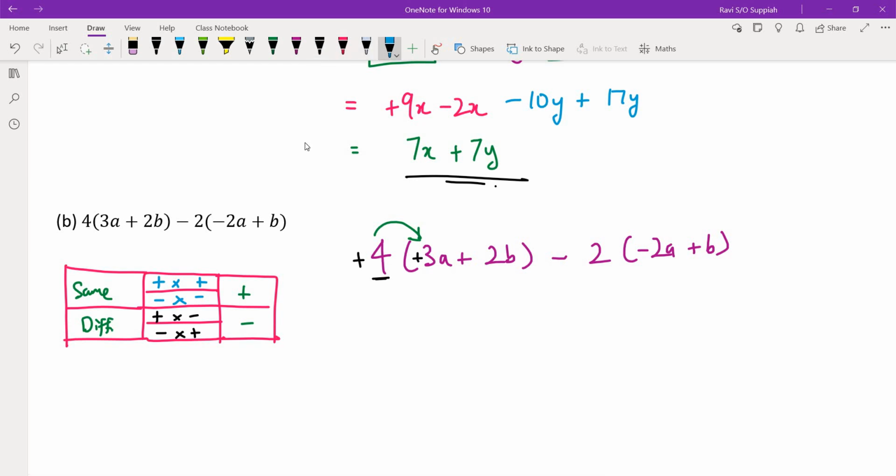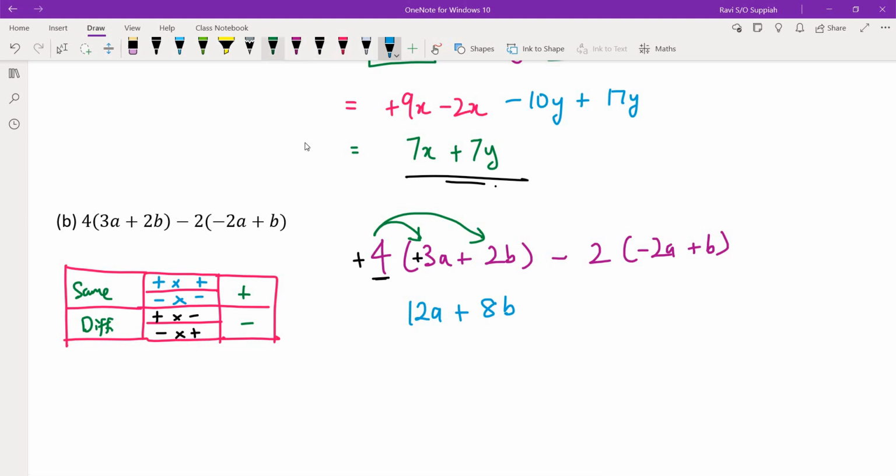So in this case, plus and plus means the result is going to be a plus. So 4 times 3a is 12a. Next one, plus 4 times plus 2b. Again, plus and plus will be plus. 4 times 2b will be 8b. So that is the first term that we have expanded.